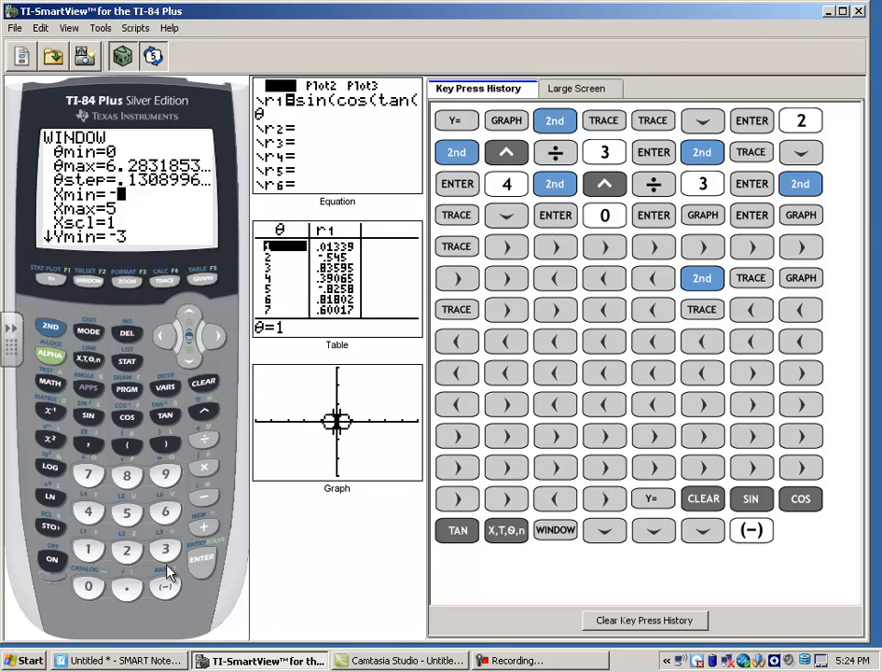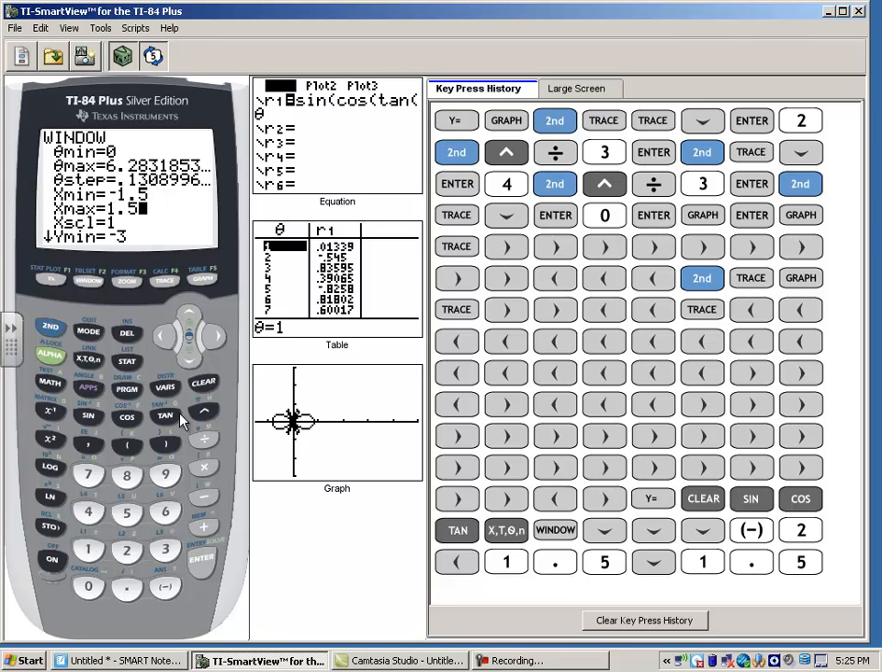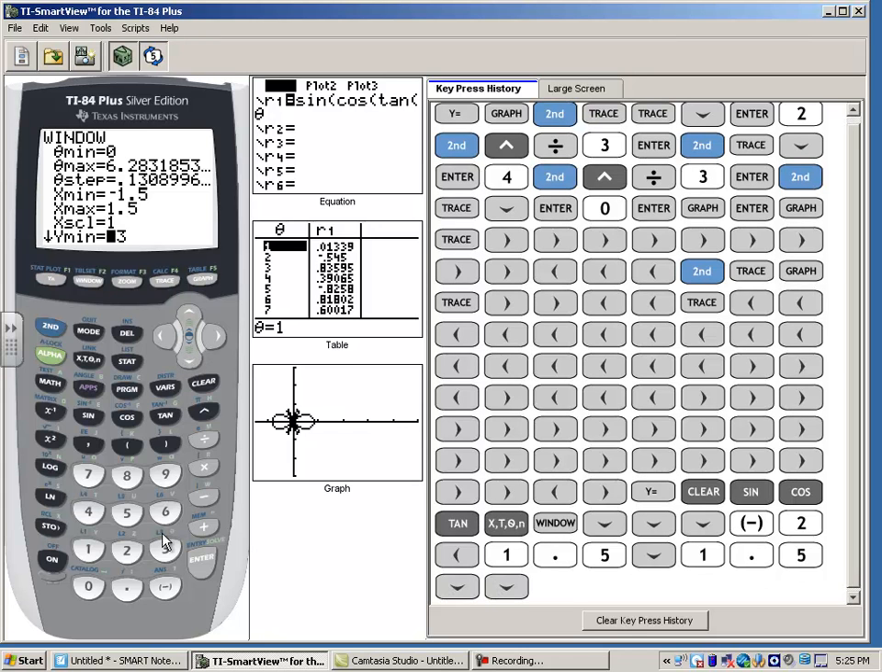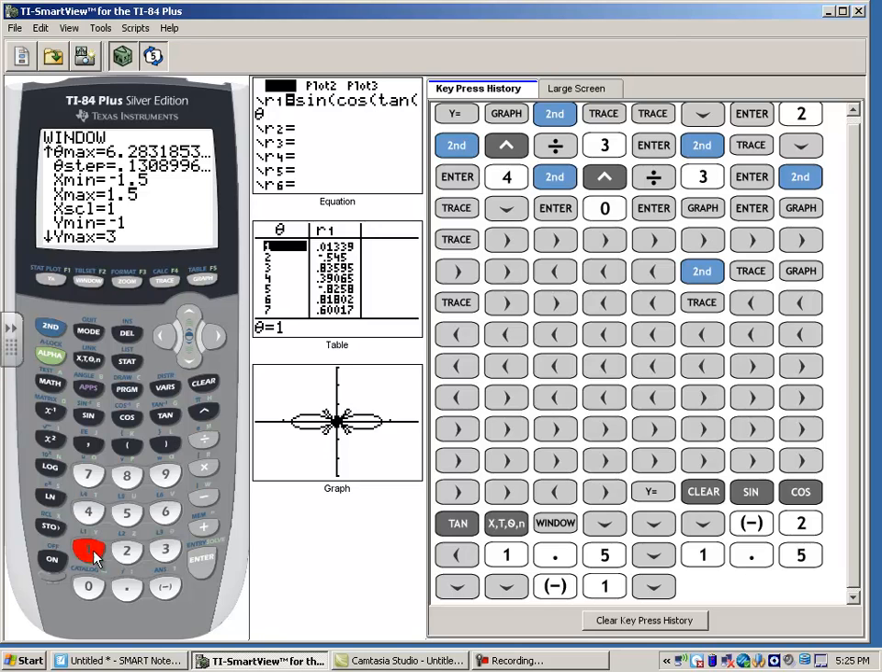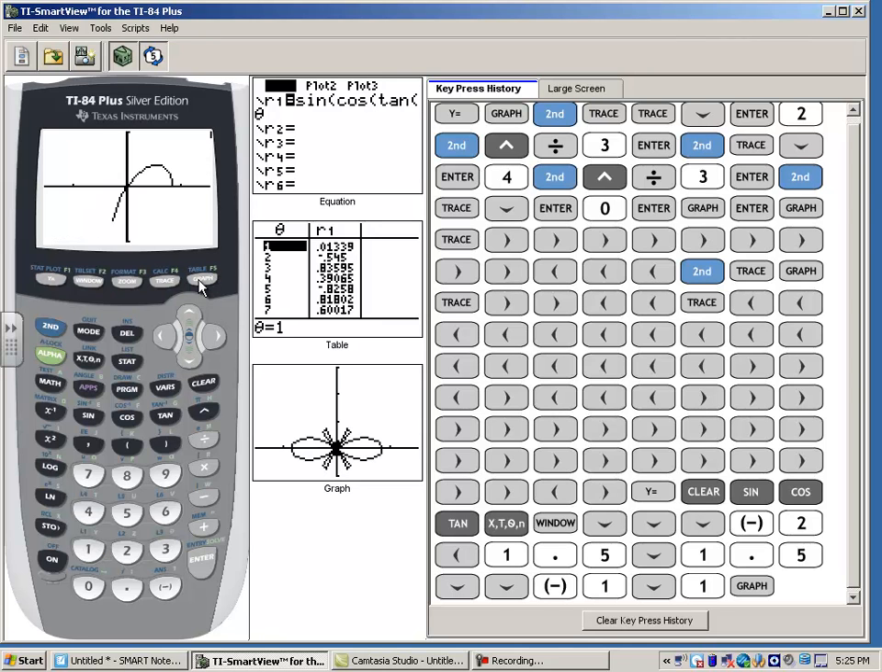Let's go -2. Now I'll do -1.5 to 1.5. And then -1 to 1. This is my favorite polar graph. It's like a little dragonfly.